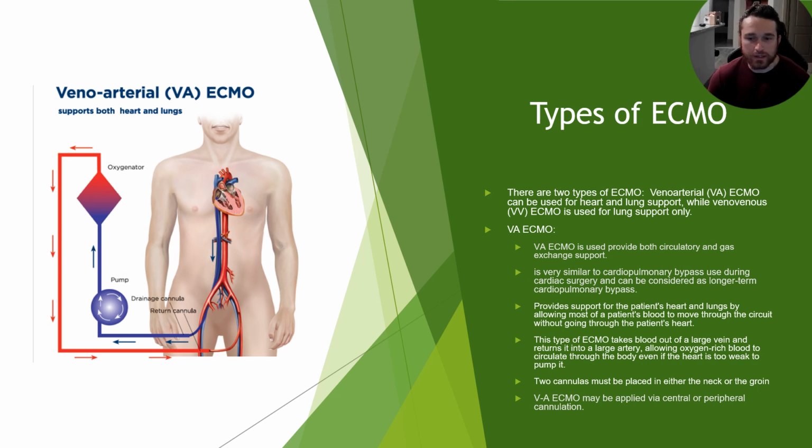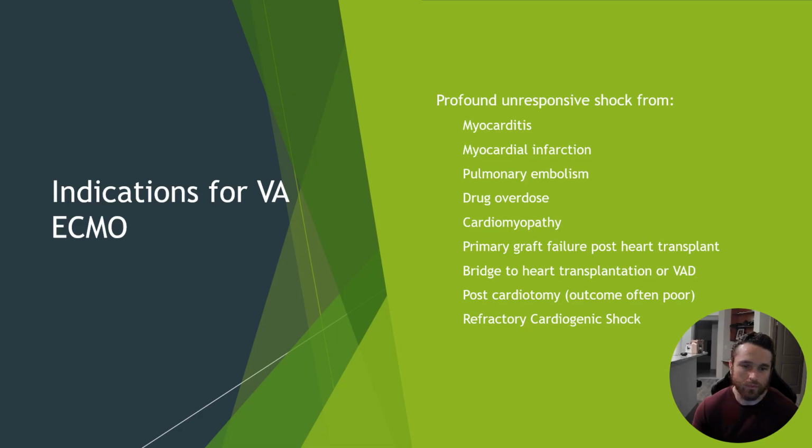Two cannulas must be placed in either the neck or the groin, and then VA ECMO may be applied via central or peripheral cannulation. Some indications for VA ECMO: profound unresponsive shock from myocarditis, myocardial infarction, pulmonary embolism, drug overdose, cardiomyopathy, primary graft failure post-heart transplant, bridge-to-heart transplant or VAD, ventricular assist device, post-cardiotomy, outcome often poor, and refractory cardiogenic shock.